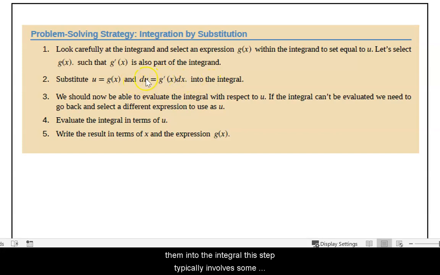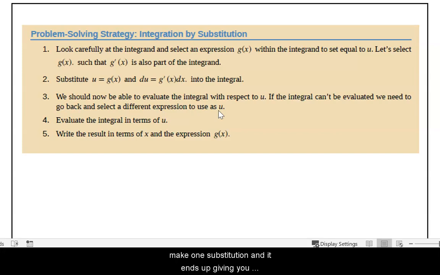This step typically involves some algebra and arithmetic, especially on substituting in the differential for du. Now that you've rewritten the integral with respect to u instead of the original one, you should be able to integrate it. Be aware that there are problems where you have to do u substitution more than one time.